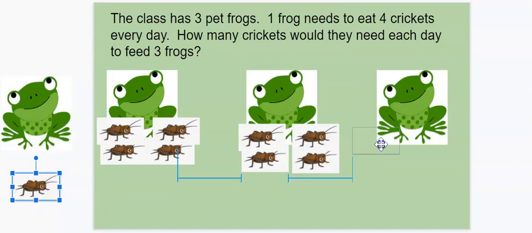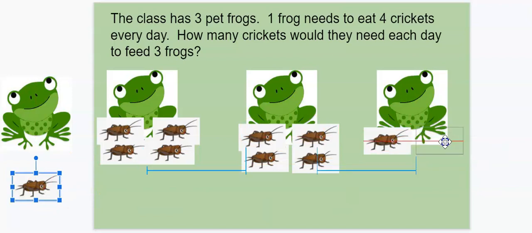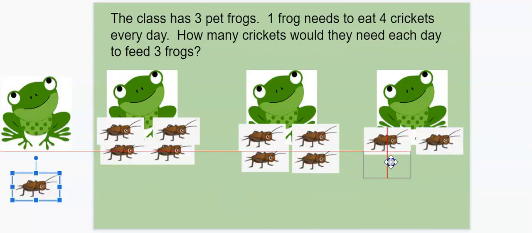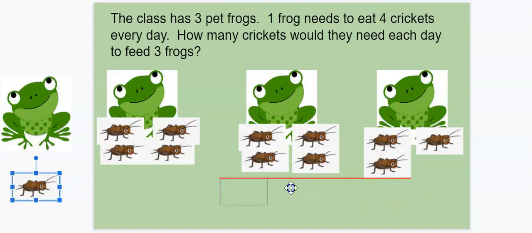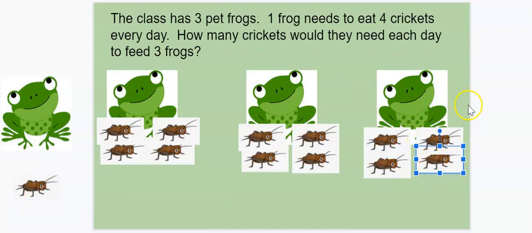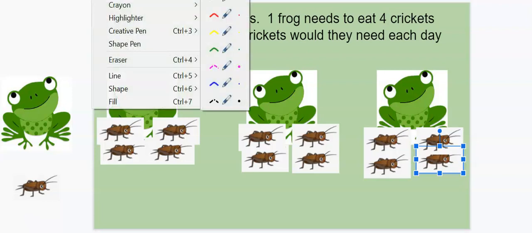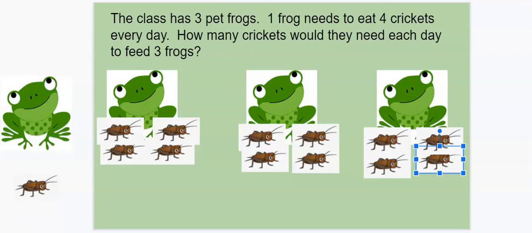Let's feed him some crickets. 1, 2, 3, 4. Great. Okay, now let's write an equation. What was it asking for? It wants to know how many crickets would they need each day to feed the 3 frogs.